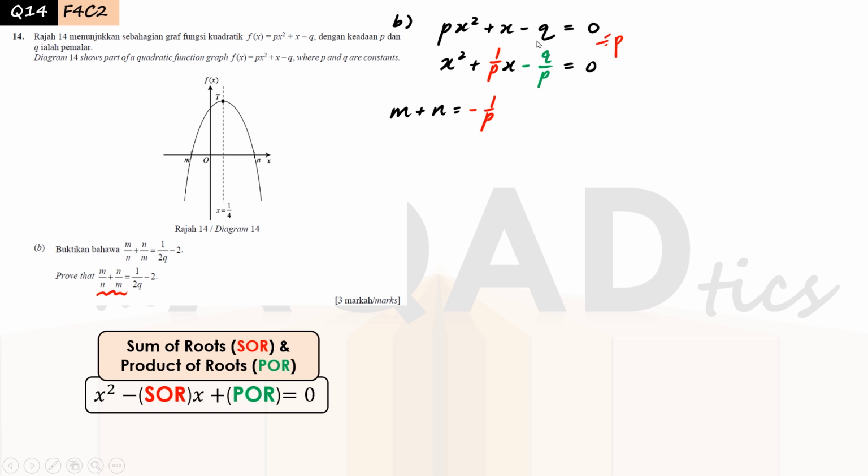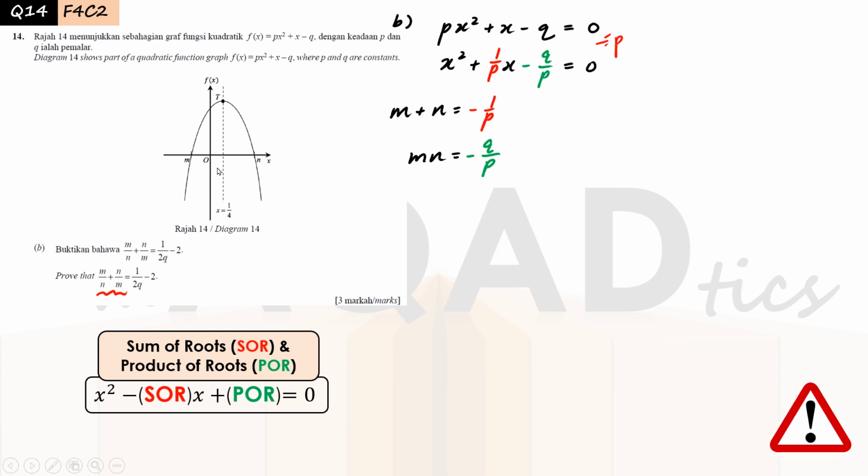And for POR, it's much more straightforward. In this diagram, it's m times n, and then it will be equal to this value. Alright, so it's simple. And there's another piece of information that we can extract from this diagram.